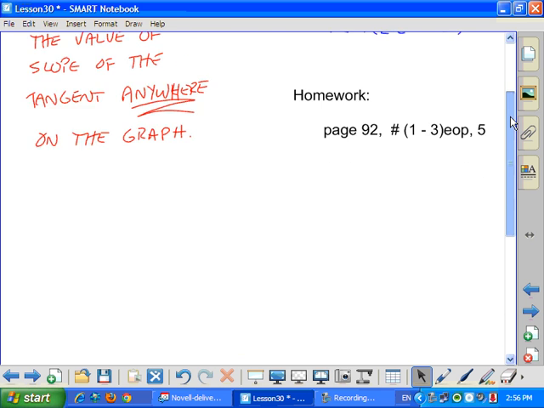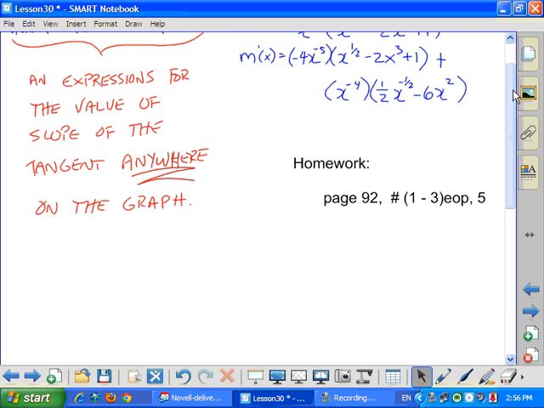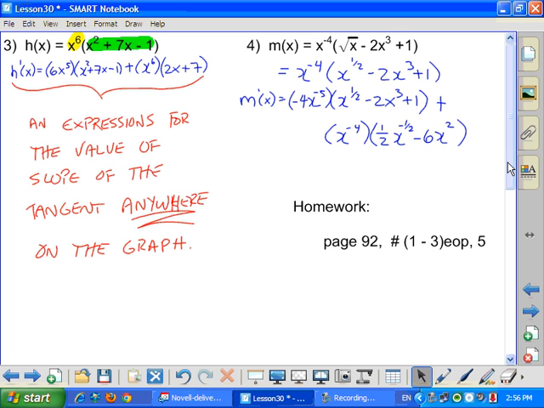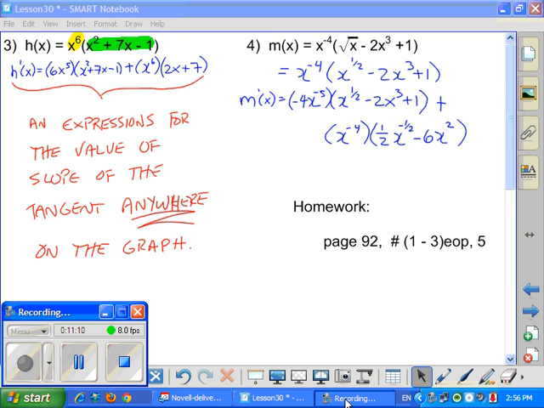But there's the assigned homework. And like I said, keep in mind, this process is just a shortcut for what you were doing before from first principles. All right? So, any questions with homework, let me know, and I'll give you a hint.